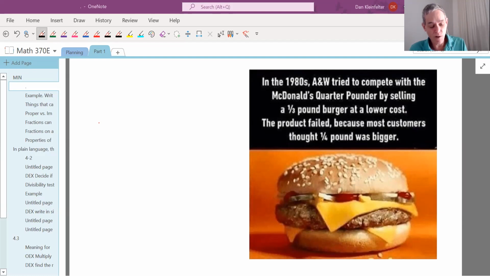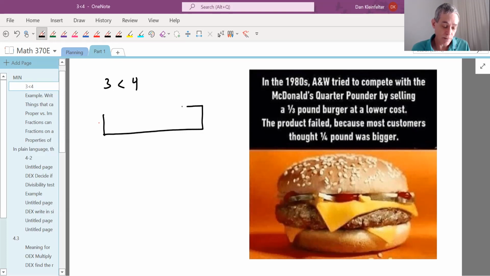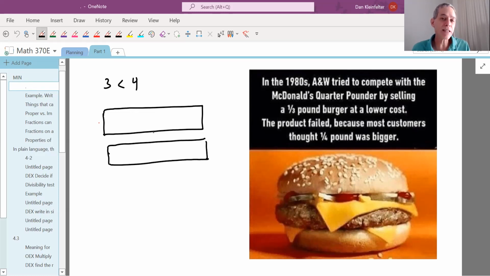And what makes it funny, of course, is that as we know with a whole number, 3 is less than 4. That's true. But if you think about it, if you have one burger, let me draw 2 burgers. If you have a burger and it's divided into 3 pieces versus dividing it into 4 pieces, then dividing it into 3 pieces is going to give you bigger pieces. And so that's the thing.